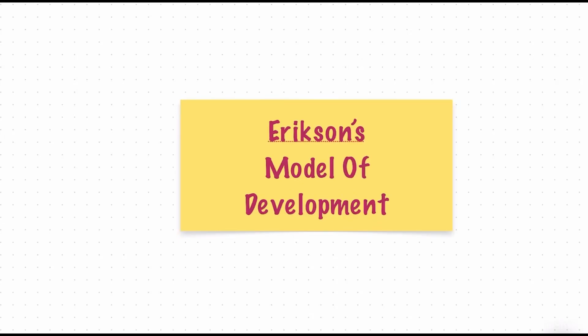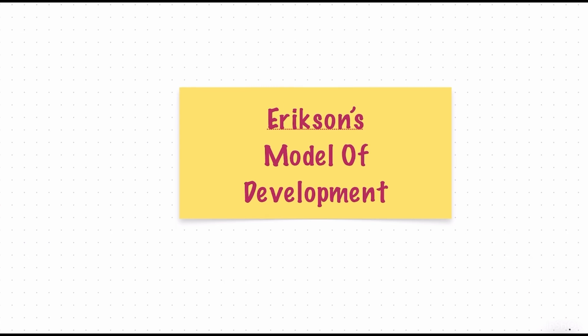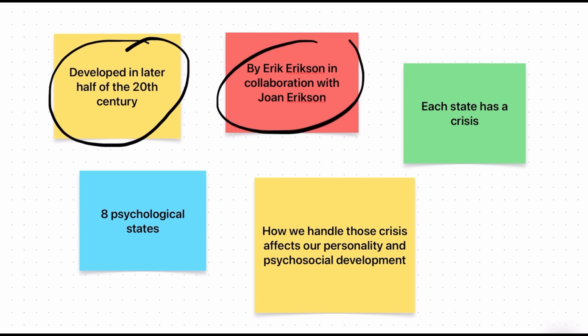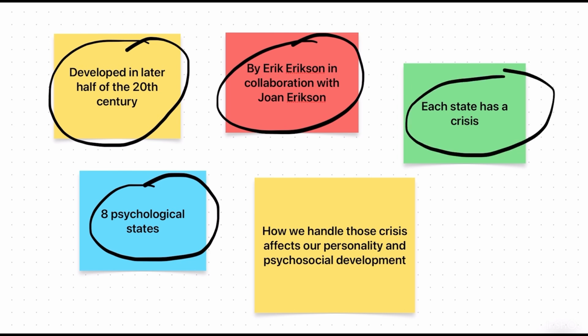Today we are going to discuss Erikson's model of development. Developed in the later half of the 20th century, it was developed by Erikson in collaboration with John Erikson. It is one of the most important theories of human development. It suggests that personality develops in a series of stages, each characterized by a specific conflict that must be resolved in order for a person to grow psychologically.